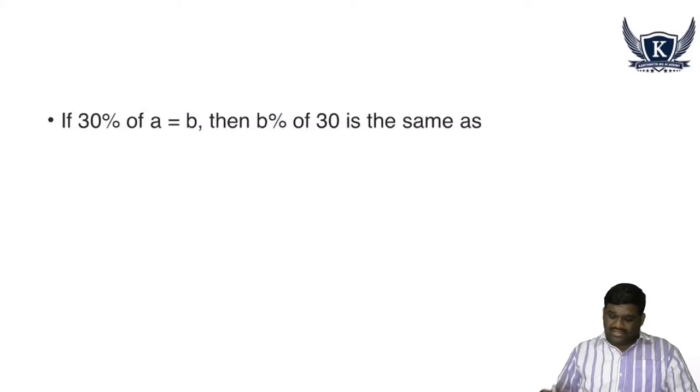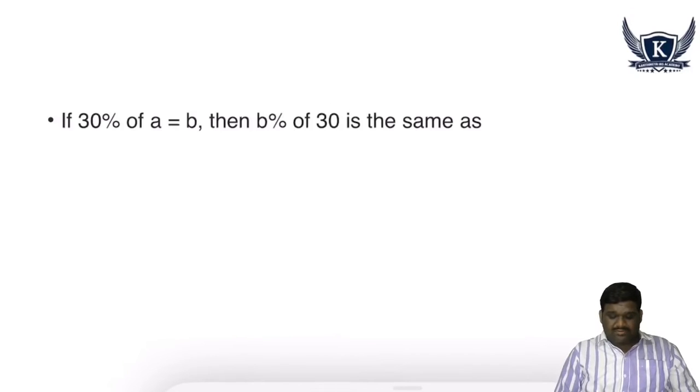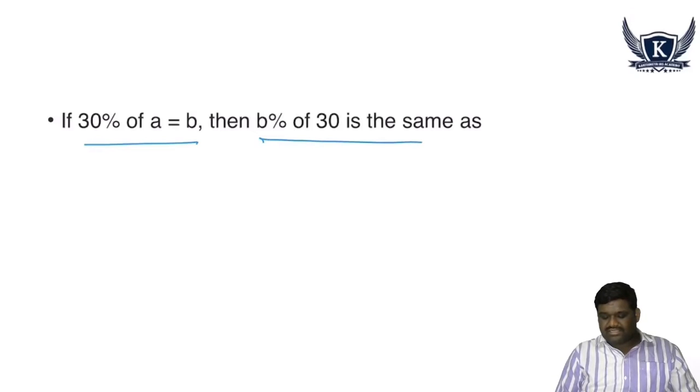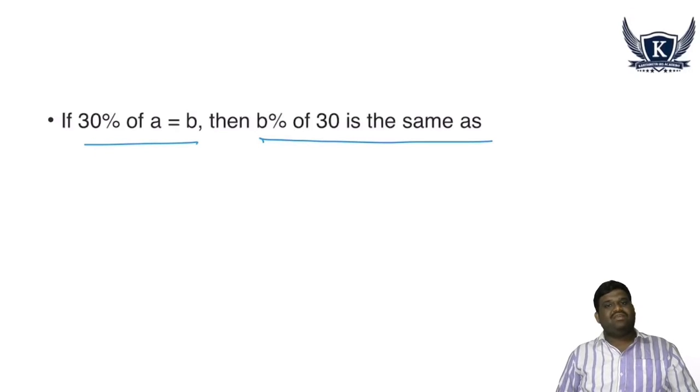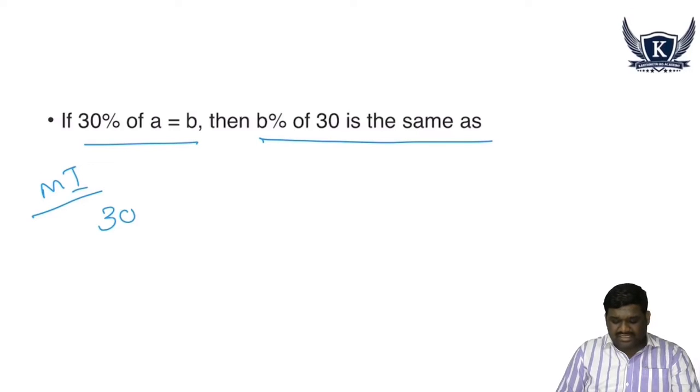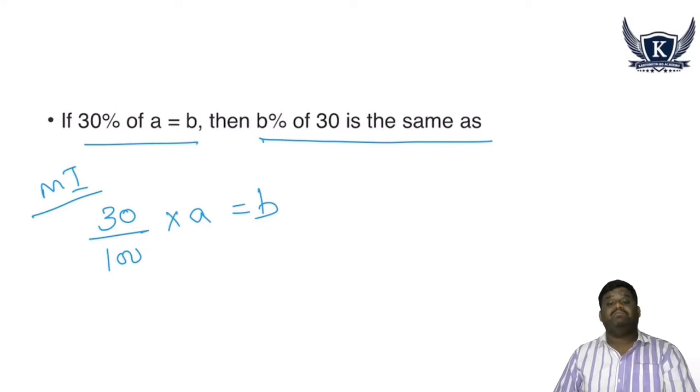So now, this is an important question. 30% of A is equal to B, then B percent of 30 is the same as what? Again, I am solving this question. 30% can be taken as 30 by 100 into A, which is nothing but B.